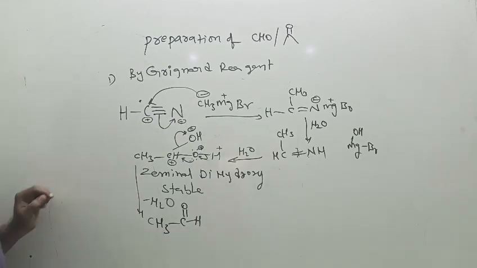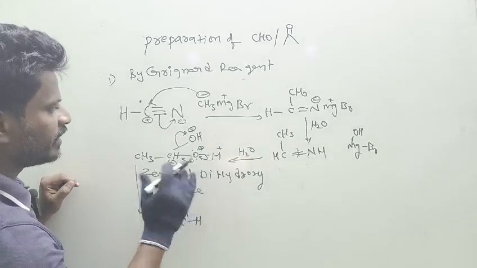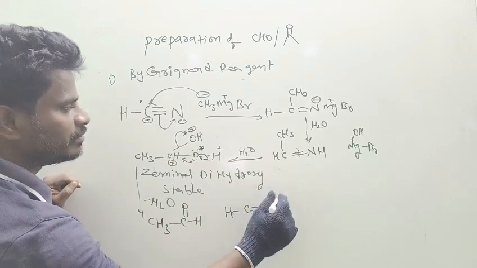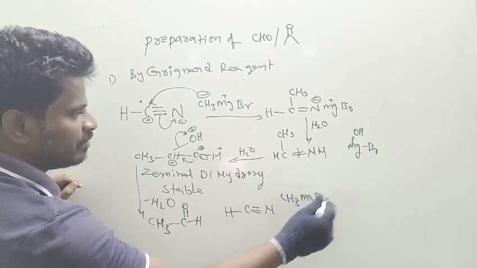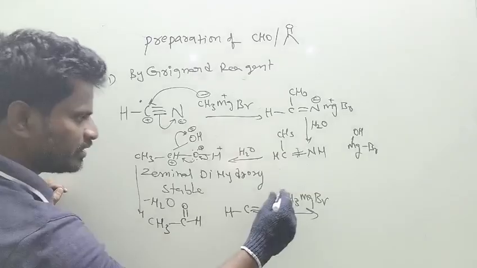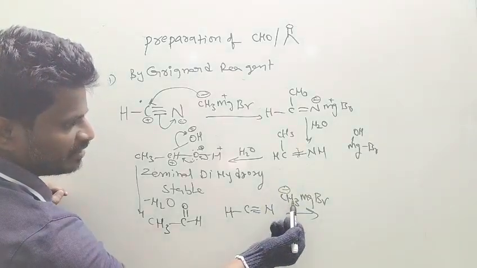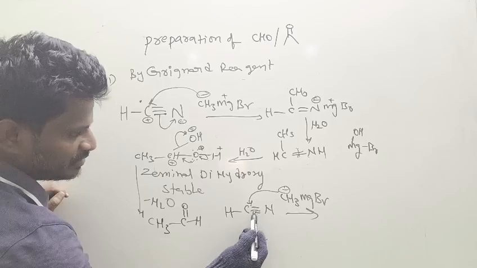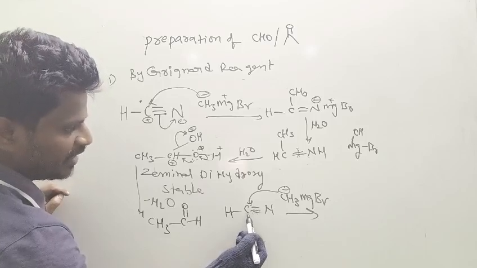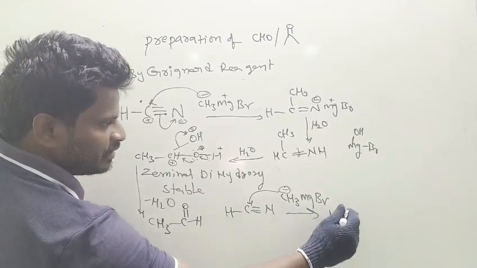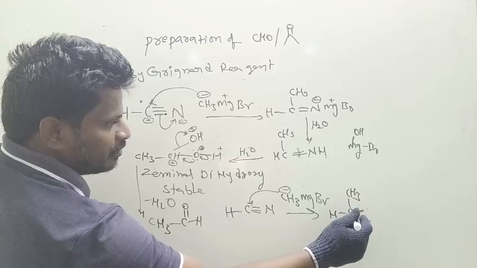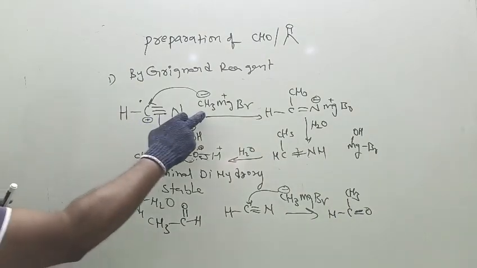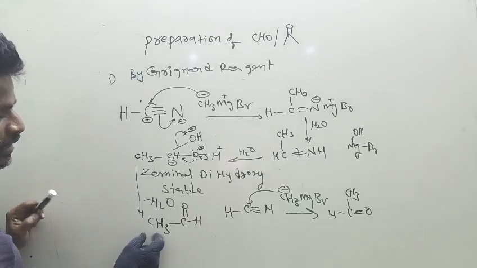So, based on this mechanism, we can write the overall reaction when hydrogen cyanide reacts with methyl magnesium bromide. Simply, the negative alkyl group from the Grignard reagent is added to the carbon, and by breaking of these three bonds, carbon has one double bonded oxygen. So finally HCH3 double bond O is obtained. This compound is also the same. So when hydrogen cyanide reacts with Grignard reagent followed by hydrolysis, you get an aldehyde.